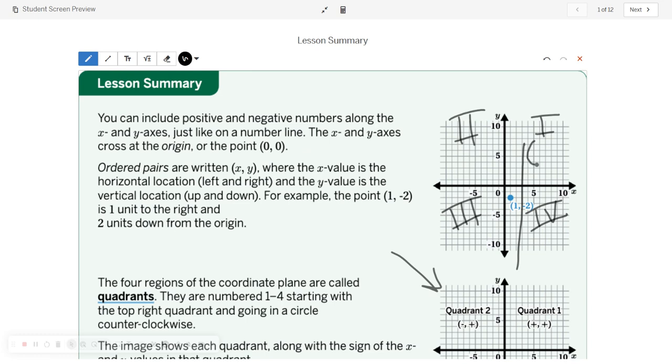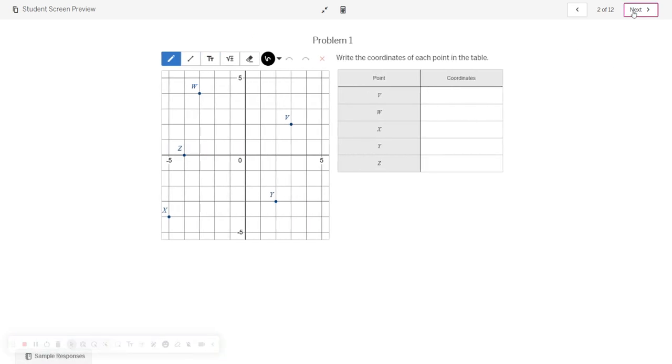In this first quadrant, everything is positive, comma, positive. Over here in quadrant two, you would have a negative, comma, positive. In quadrant three, they're both negatives. And in the fourth quadrant, you go in the positive x direction, but the negative y direction. And so let's take a look at these.